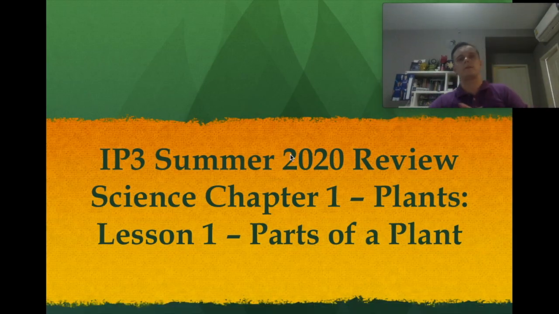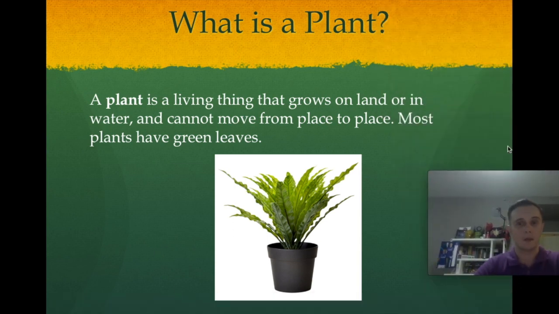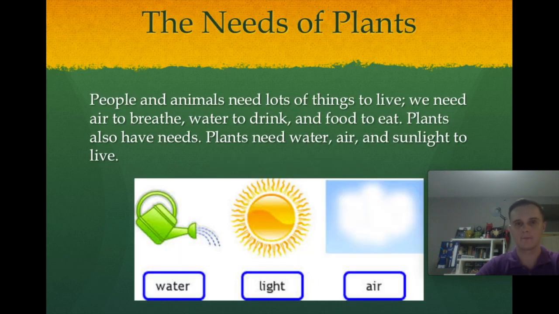So IP3 Summer 2020 Review, Science Chapter 1 Plants. And in this lesson, we're going to review the parts of a plant, which hopefully you'll all remember anyway. So, you should remember that a plant is a living thing that grows on land or in water. So plants can't move from place to place. Don't just think that plants only grow on land, because we learned about things like water lilies that grow on water. And most, not all, but most plants have green leaves.